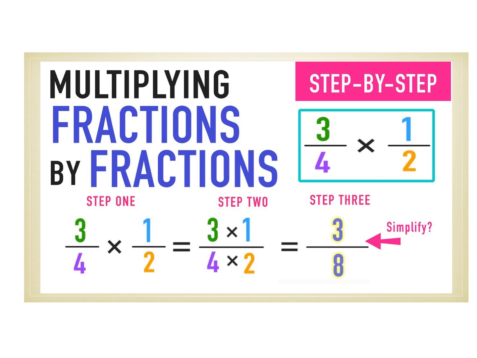Step number 2 is we simply multiply them. So we multiply the numerators, which is 3 times 1, gives me 3, and then 4 times 2 is 8. If we need to, we can simplify, but we don't on this one, so my answer is just 3/8.